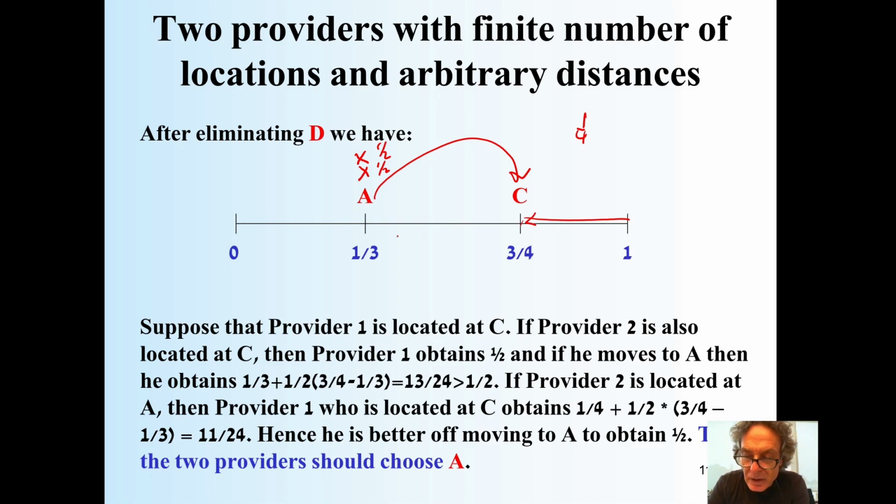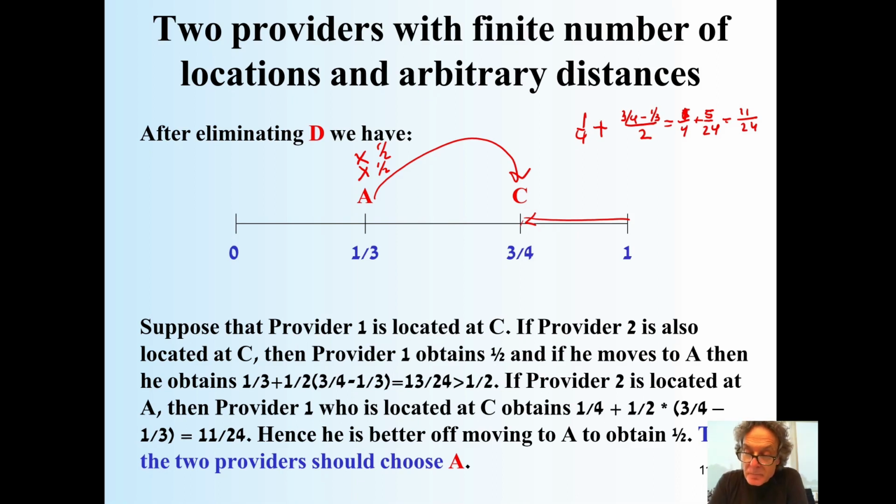What is the half? 3/4 minus 1/3 divided by 2. What is this? 12, so 9 minus 4, 5/24. So I have 1/4 plus 5/24. This is 6 plus 5, 11, so 11/24 is less than half. So this is an equilibrium. Both of us on A is an equilibrium. None of us has an incentive to deviate. Where can we deviate to?